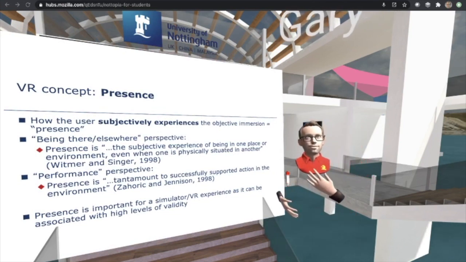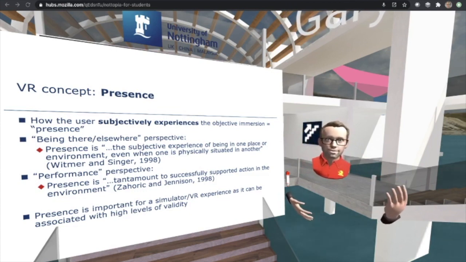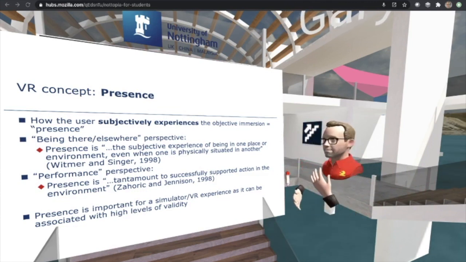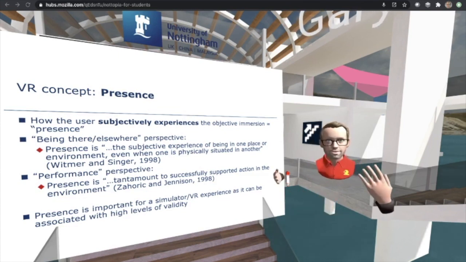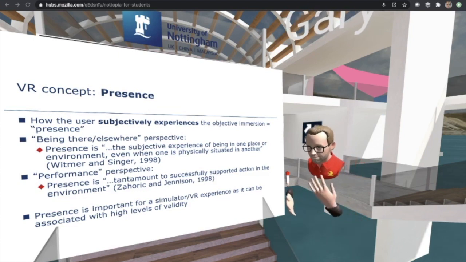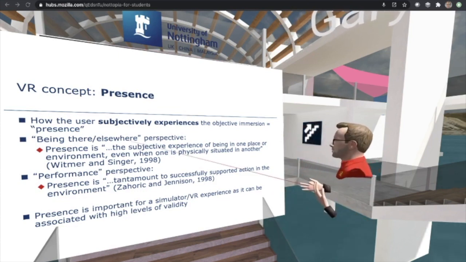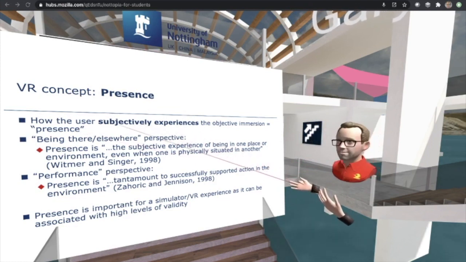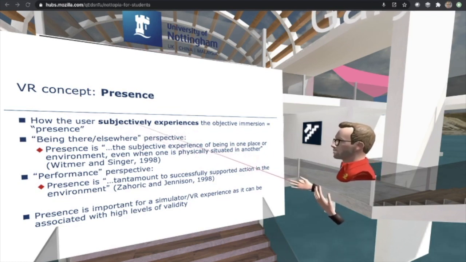So if immersion is the objective sense of virtual reality, then presence is the subjective response to that objectively measured version of virtual reality. As it says here, how the user subjectively experiences the objective immersion is known as presence.